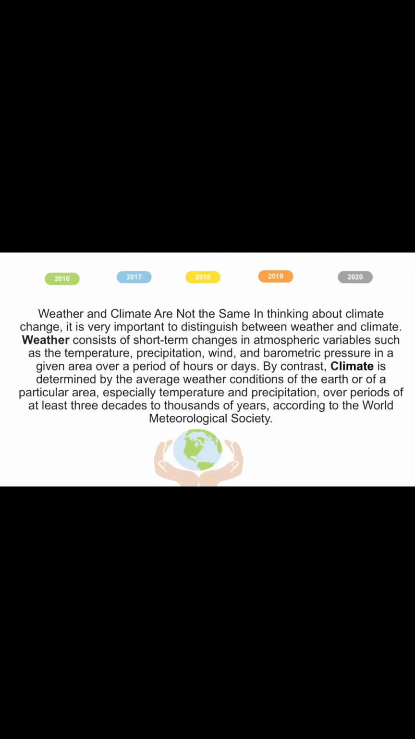In thinking about climate change, it is very important to distinguish between weather and climate. According to the World Meteorological Organization, weather consists of short-term changes in atmospheric variables such as temperature, precipitation, wind, and barometric pressure in a given area over a period of hours or days. By contrast, climate is determined by the average weather conditions of the Earth or of a particular area, especially temperature and precipitation, over periods of at least 3 decades to thousands of years.